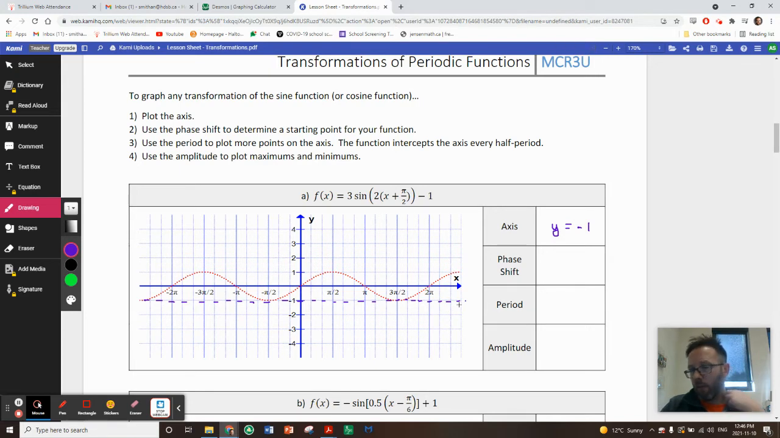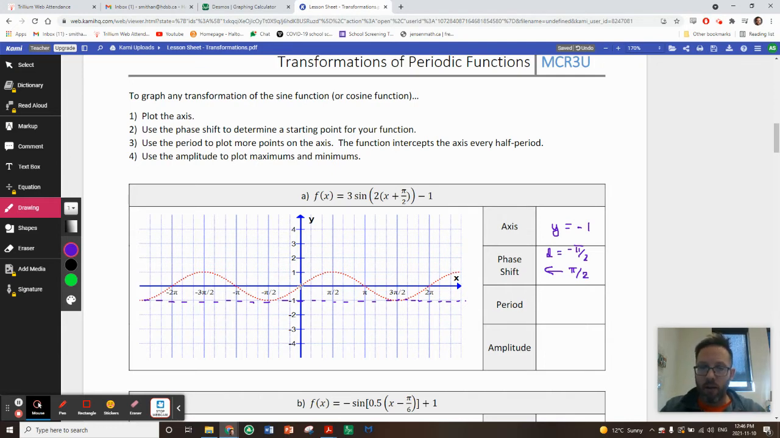Okay, next, what's the phase shift? Here we can see it's x plus pi over 2. So we know that's a shift to the left of pi over 2 units. You can think of d here being negative pi over 2, which means we're going left by pi over 2 units. So the next thing I want to talk about is, where am I going to start my sine function?